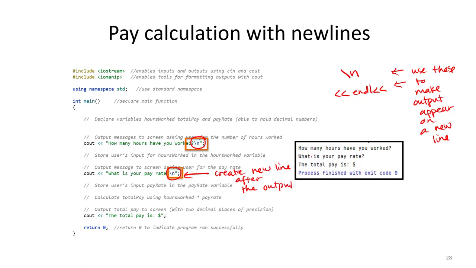So we'll output "how many hours have you worked?" And then notice the new line. And then the next one, "what is your pay rate?", appears on the next line. And then we output what our pay rate is. We have another new line, so the next output starts below it to give us the total pay.